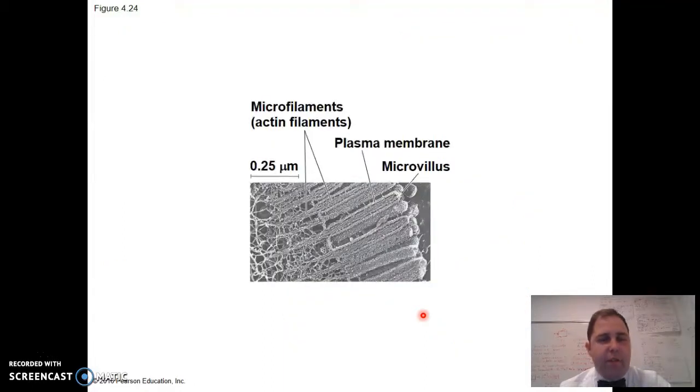Fibers can also be used, actin can be used to help a cell walk along, so it can at the edge of the cell form a pseudopodia, a fake foot, and reach out and kind of pull against itself to help the cell move.